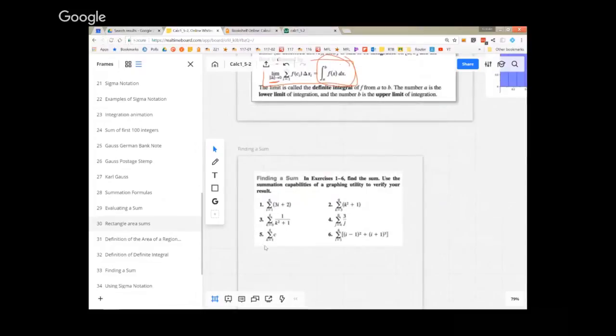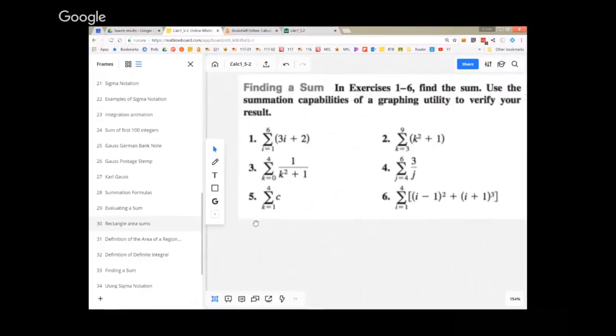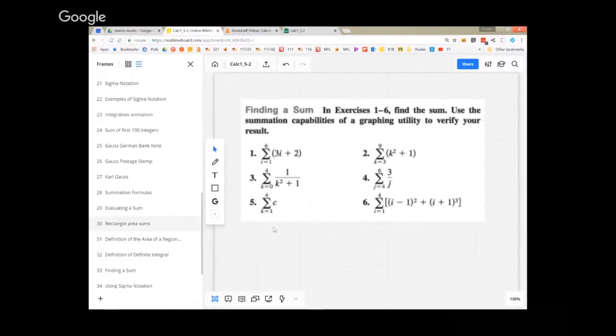So let's practice some sums. Let's do number 1. How do we find the sum of 3i plus 2 from i equals 1 up to 6? I'm going to write it out down here below. The first time through, i is 1. 3 times 1 is 3, plus 2 is 5. Second time through, i is 2. 3 times 2 is 6, plus 2 is 8. Third time through, i is 3. 3 times 3 is 9, plus 2 is 11. You can see this is going up by 3 each time, right?